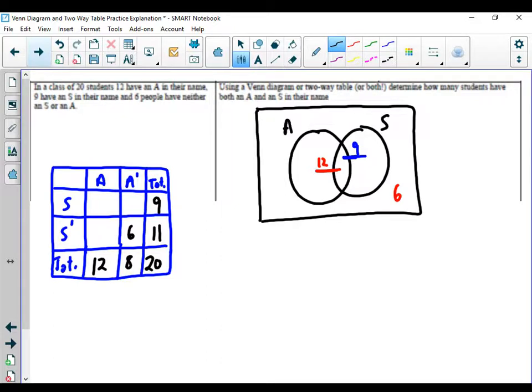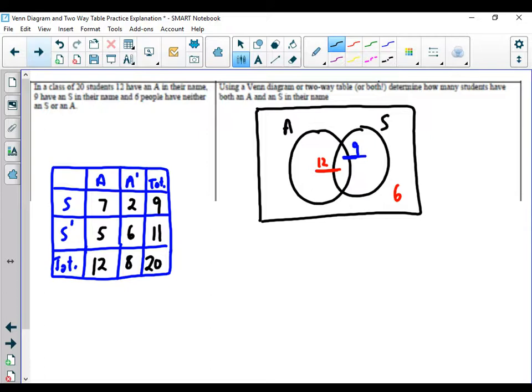If I look at the not A column, I have a total of 8, and I already have 6 of them, so that gives me 2. In the not S column, I have 11 total, but I already had 6 of them, so that leaves me with 5. And in the S column, I need 9, I already had 2, so that leaves me with 7. I can double check by adding down also. 7 plus 5 is 12, 2 plus 6 is 8, 9 plus 11 is 20. Everything seems to be working out.